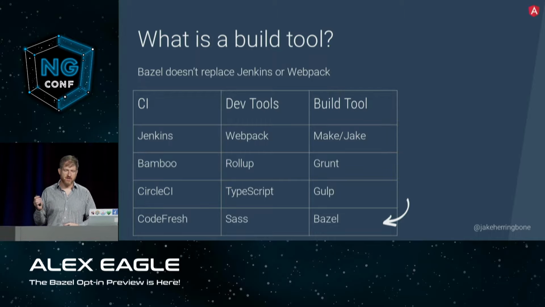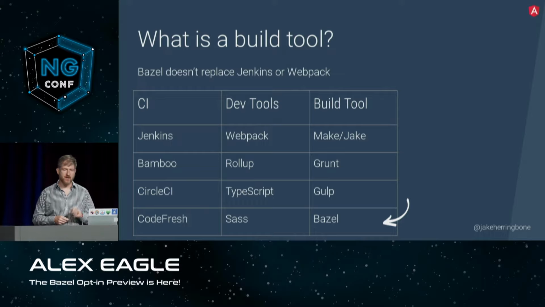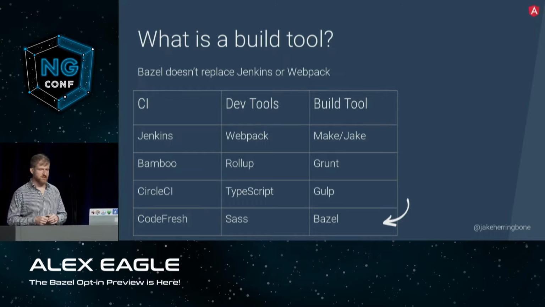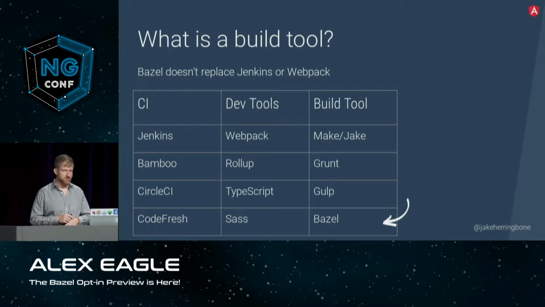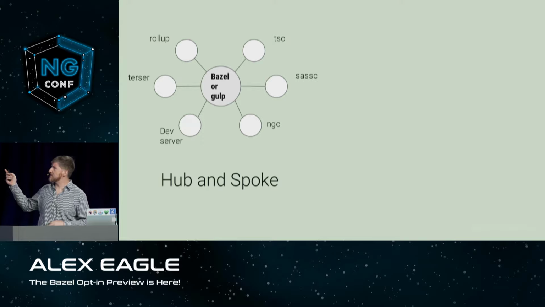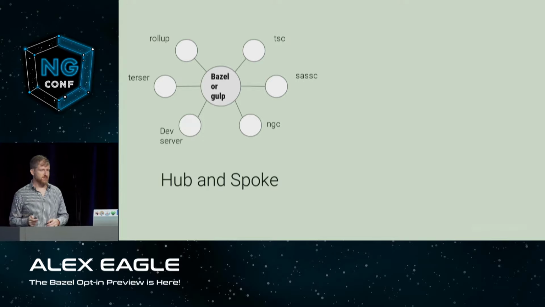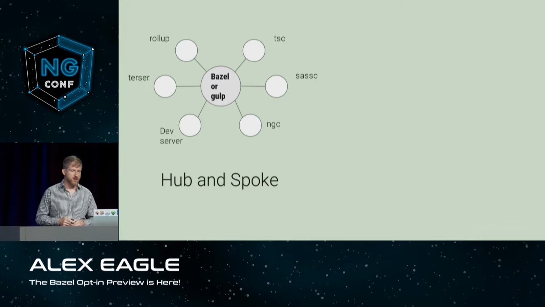The third column here is a set of what I would call a build tool, because they're generalized. The only thing they know how to do is run those dev tools from the second column. And Bazel is one of those. Gulp and Grunt, which many of you probably have used in the past. Make was sort of the original tool in this space. And you can visualize this as a hub and spoke model. So Bazel, Gulp, they both fit this middle box. That's not a box, sorry.